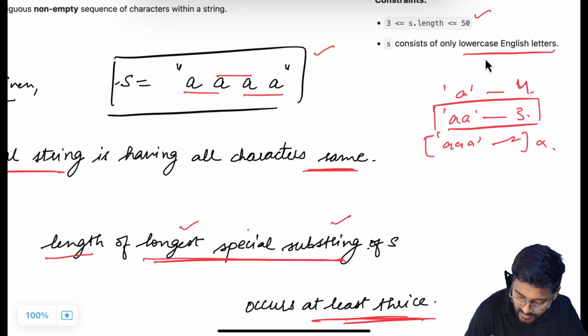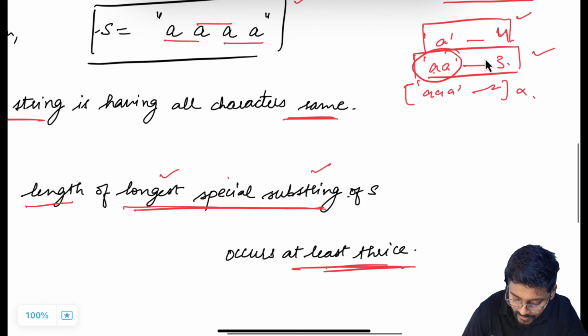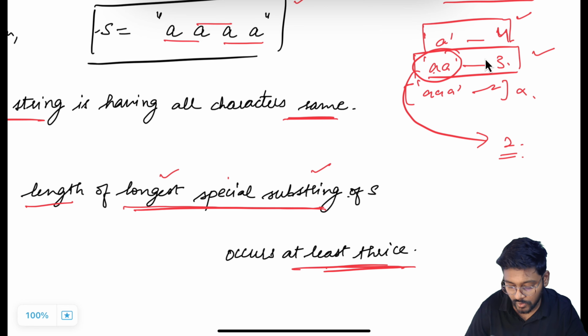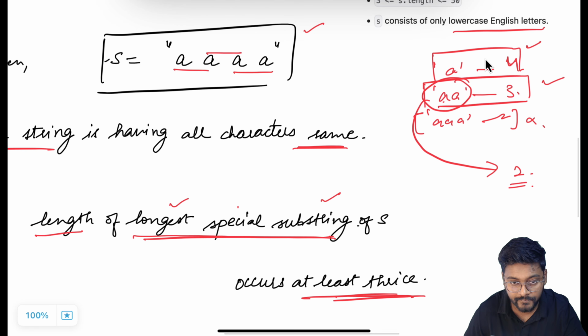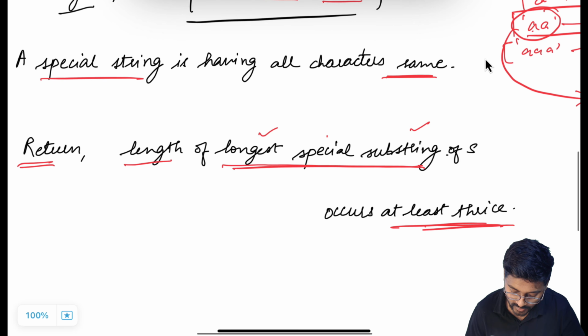A is a valid candidate. AA is also acceptable, but A is not the longest. The longest is AA. So the length of the longest special substring is 2, and that is what we return from this function. Okay, I hope you have understood the approach.